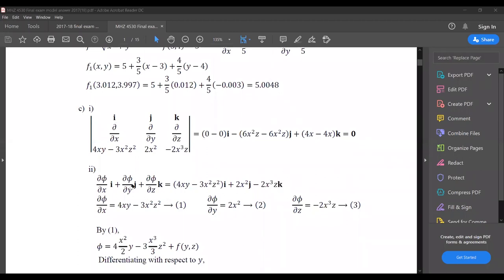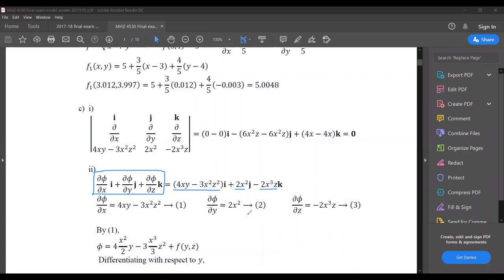So the expansion for this is this one. You have to remember this one. There are a few things we have to keep in mind. So ∂phi/∂x into i plus ∂phi/∂y into j plus ∂phi/∂z into k. So we know this is the vector which is given to us. These three terms are necessary to proceed to the next step.